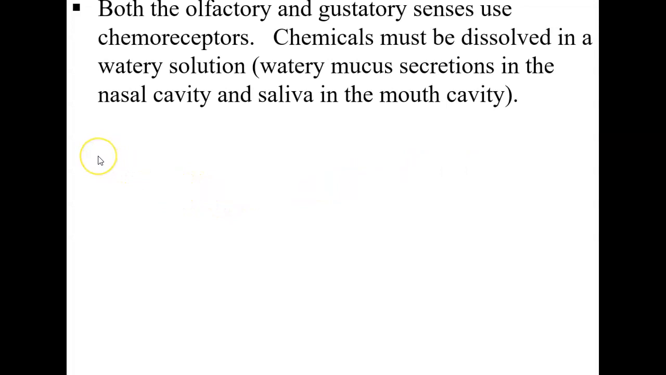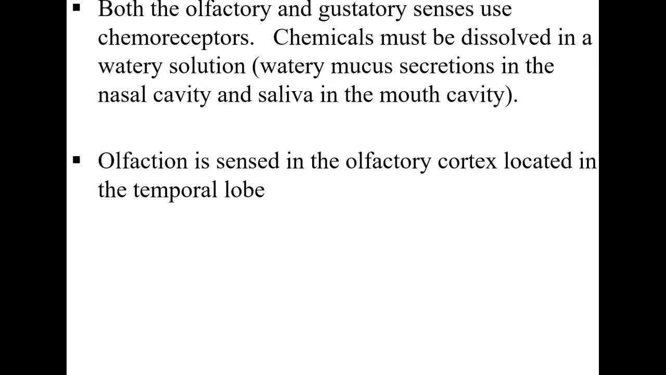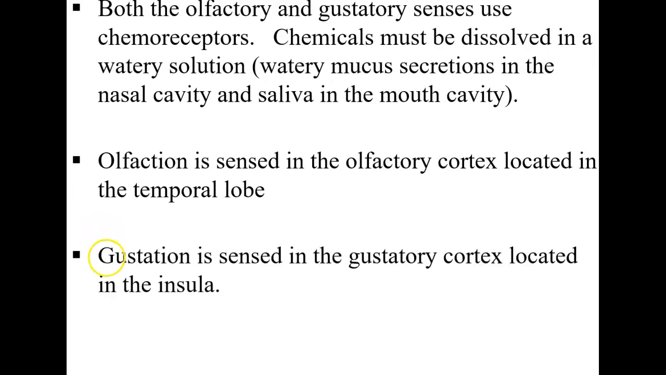So both olfactory and gustatory senses use chemoreceptors. Chemicals must be dissolved in a watery solution. So we have watery mucus secretions in the nasal cavity, and then we have saliva in the mouth that's going to liquefy those chemicals so that the chemoreceptors can sense them. Olfaction is sensed in the olfactory cortex located in the temporal lobe, and then gustation is going to be sensed by the gustatory cortex located in the insula.